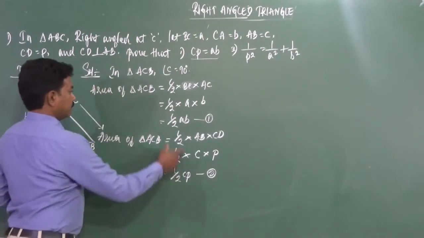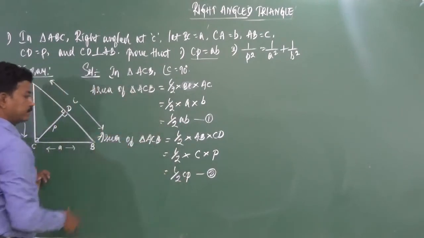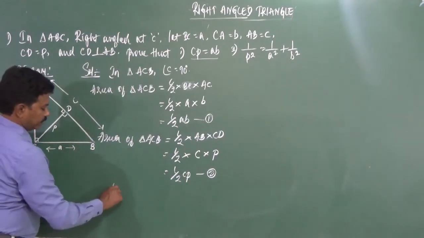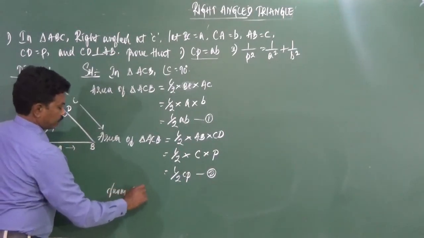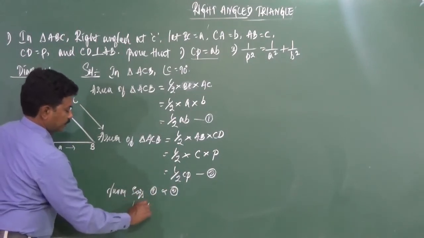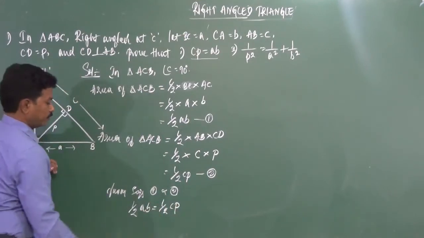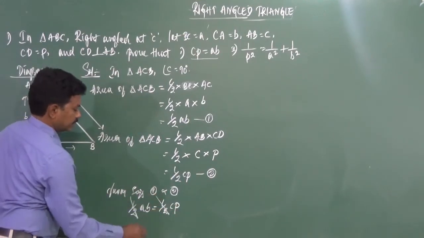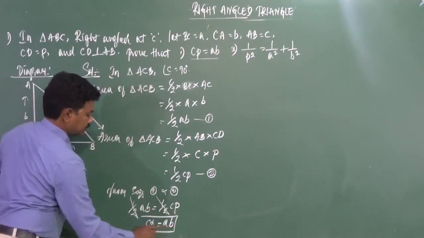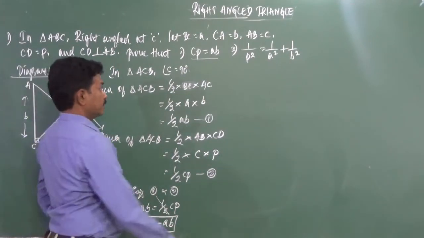So now half ab is equal to area of triangle ACB and half cp is also equal to the area of triangle ACB. So therefore we can equate them. From equations 1 and 2, half ab is equal to half cp. Half and half cancels. So therefore cp is equal to ab. So this is the first answer we have got. We have proved that, right? So now we go with the next one.